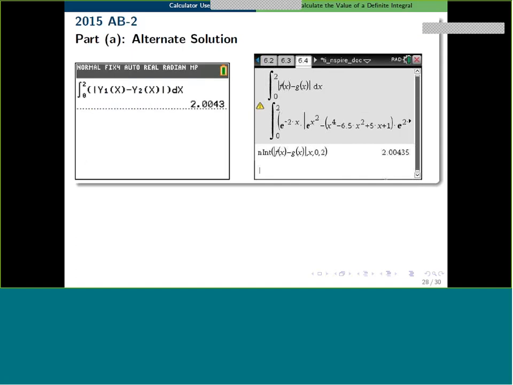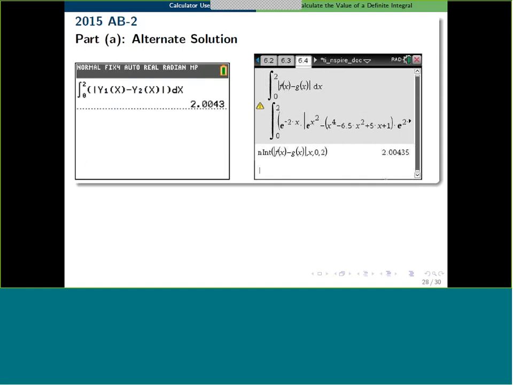Sorry. Okay. And there was an alternate way to solve this one. We didn't think that students would do this, but in fact, it worked very nicely. Students could actually take a definite integral of the absolute value of the difference of these two functions without finding the point of intersection. And that was perfectly acceptable and received full credit for this.